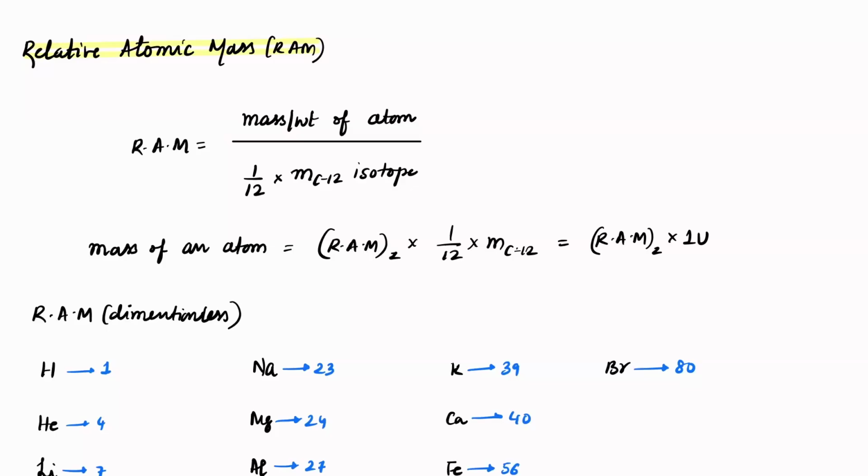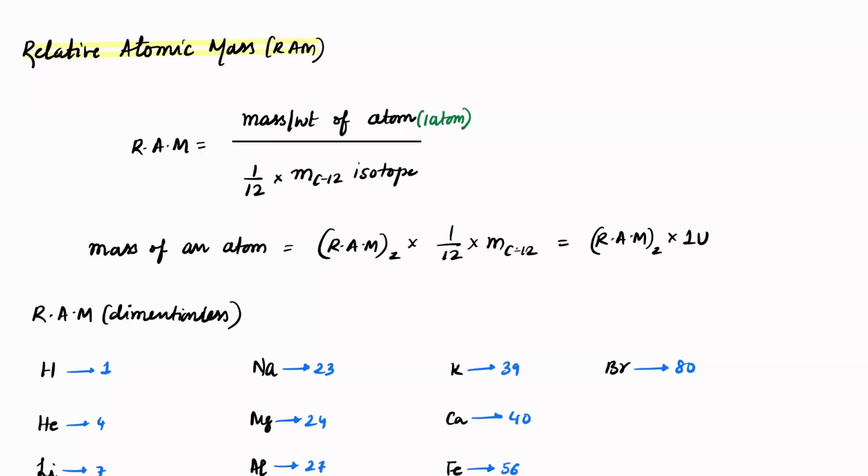What has been identified is that if I take the mass or weight of one atom, and divide that by 1/12 mass of carbon 12 isotope, you would get a simple integer number in most cases. And that integer value always matches with the atomic mass or mass number.